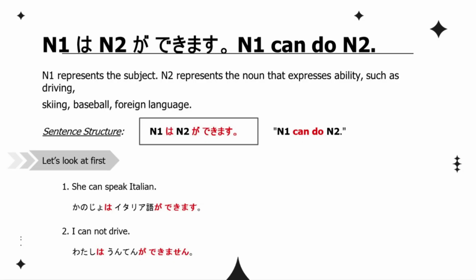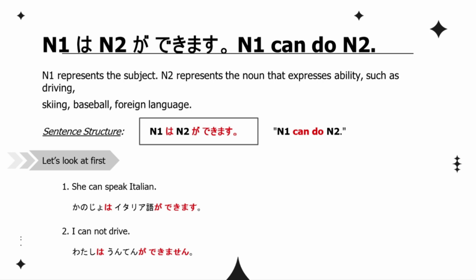1. How to express something you think you can do. Let's learn about the formation. N1 wa, N2 ga dekimasu. It means N1 can do N2. N1 wa V koto ga dekimasu. N can do that. Let's look at the first rule. N1 wa, N2 ga dekimasu. N1 can do N2. N1 represents the subject, N2 represents the noun that expresses ability, such as driving, skiing, baseball, foreign language, and piano. Here are some examples.